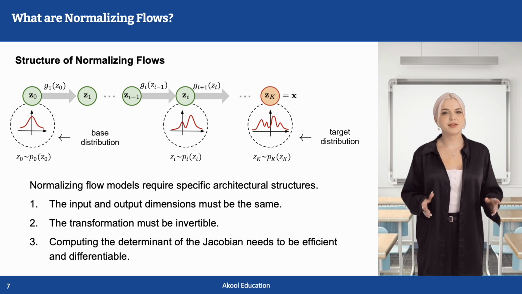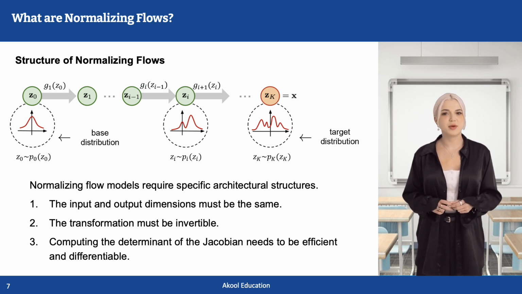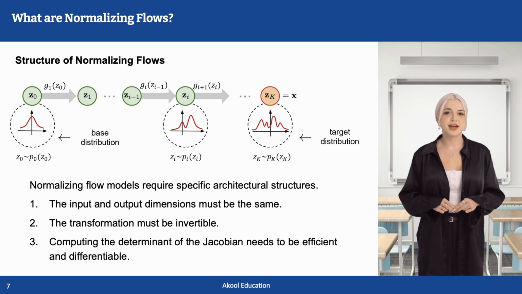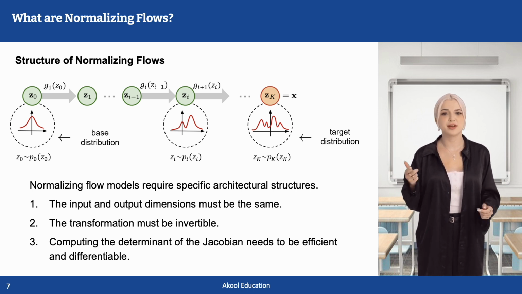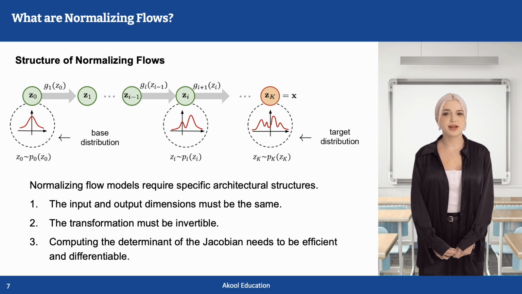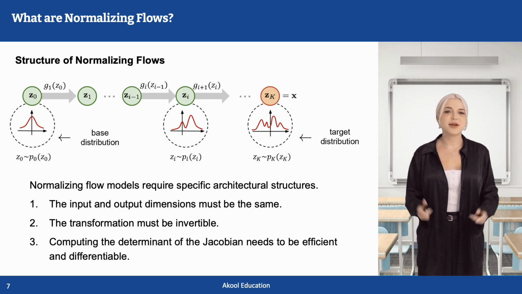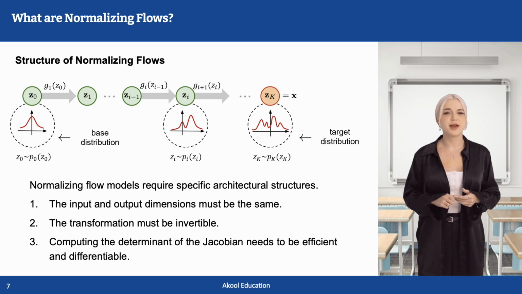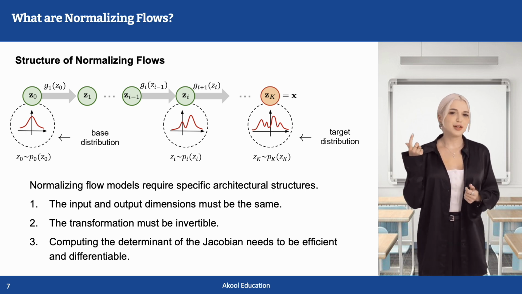Now, let's look at the architectural structures of normalizing flows. To effectively use normalizing flows, there are several key architectural requirements. First, dimensional consistency. The input and output must have the same dimensions. Since we are applying invertible transformations, we cannot change the dimensionality.